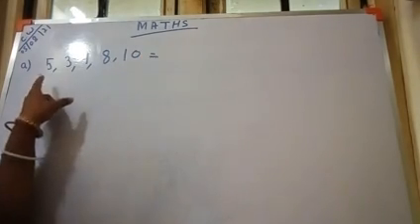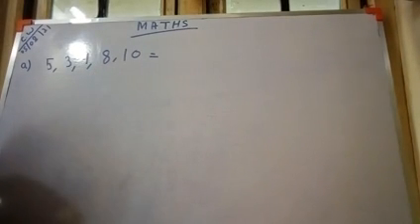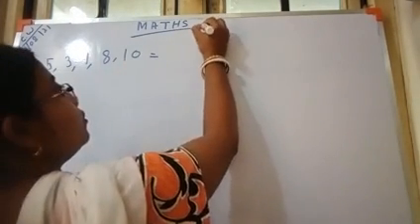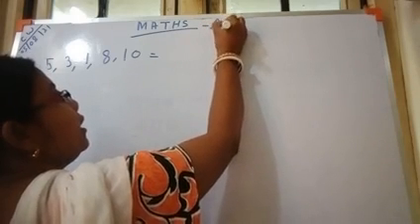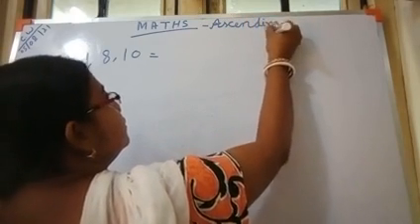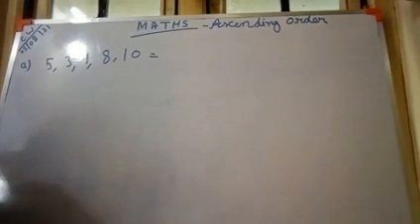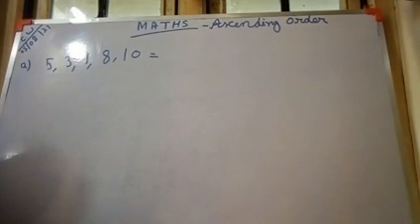What's the number written? 5, 3, 1, 8, 10. So children, we have to arrange in ascending order. Today's topic is ascending order. Okay, so 5, 3, 1, 8, 10. We have to arrange in ascending order, which means smaller number to bigger number.